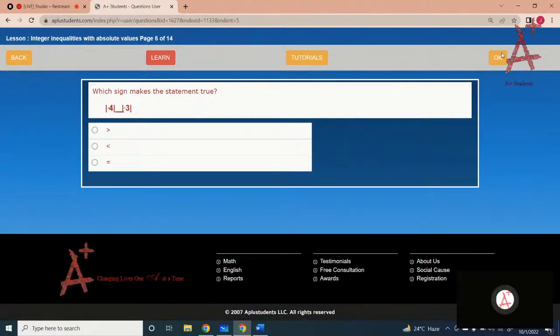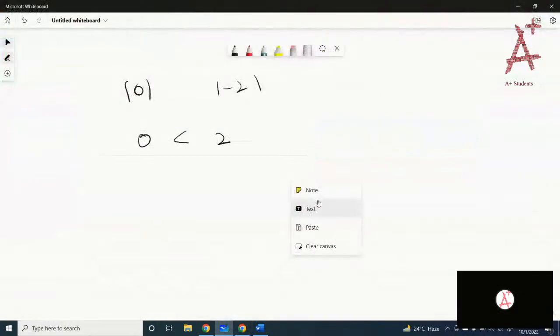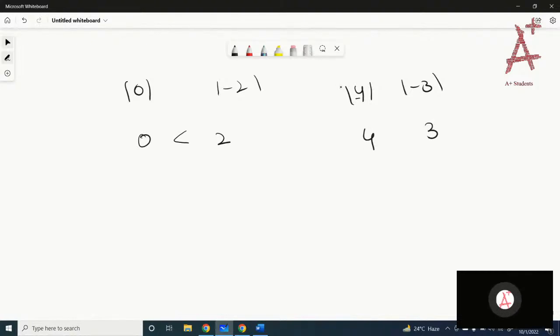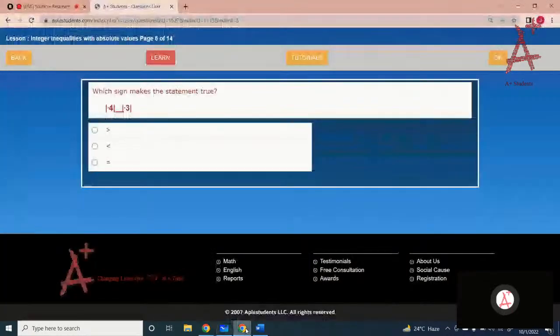Okay. Absolute value of negative 4 and absolute value of negative 3. So let's just do absolute value of negative 4 and absolute value of negative 3. The absolute values are always positive. So absolute value of negative 4 is 4 and absolute value of negative 3 is 3. So 4 is greater than 3. Got it? So select the correct option and click on the OK button.